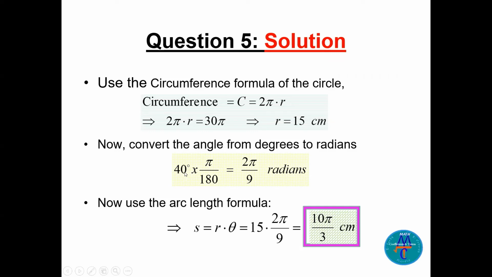Now, 40 degrees, we cannot use it in the formula for the length of the arc, so we have to convert it to radians. 40 degrees times pi over 180, we cancel the 0, we divide by 2 up and down, we get 2 pi over 9 radians. Now, let's use the formula. s equals r theta. r is 15, theta is 2 pi over 9, divide by 3 here, and multiply 5 and 2, so the length of the arc is 10 pi over 3 centimeters.